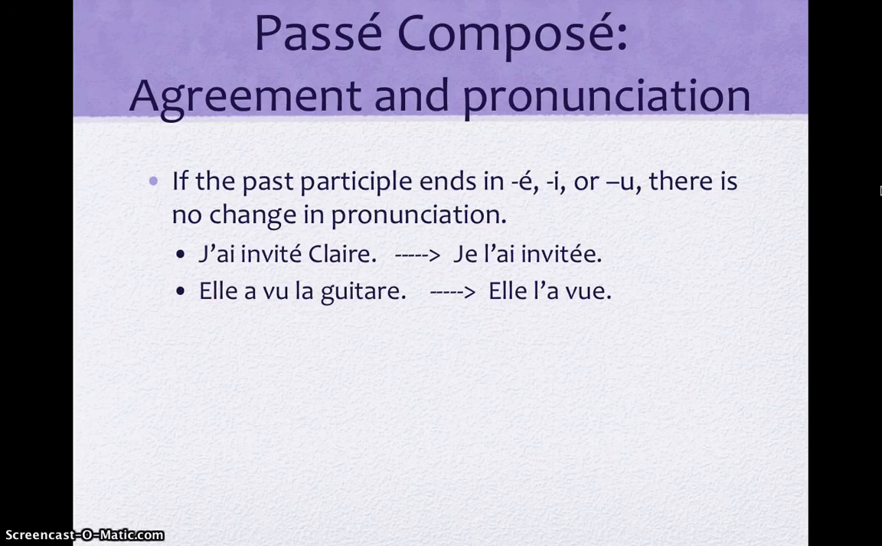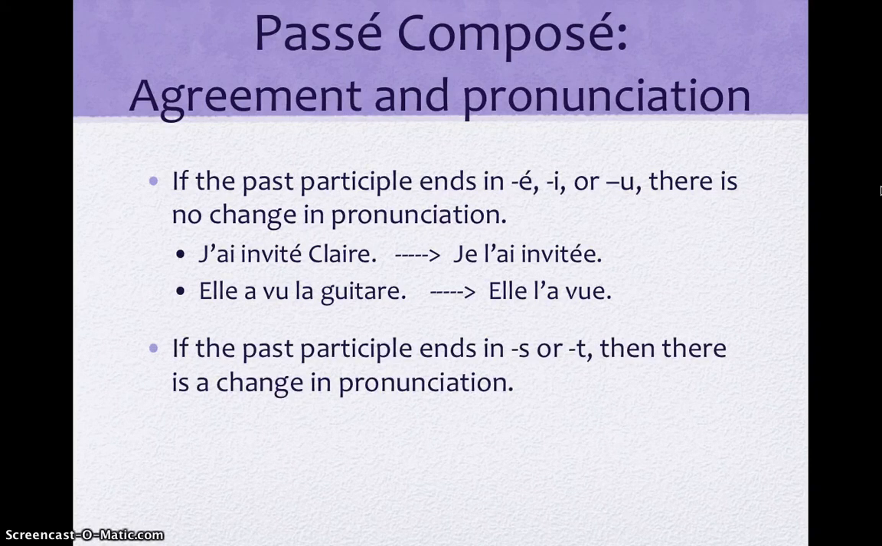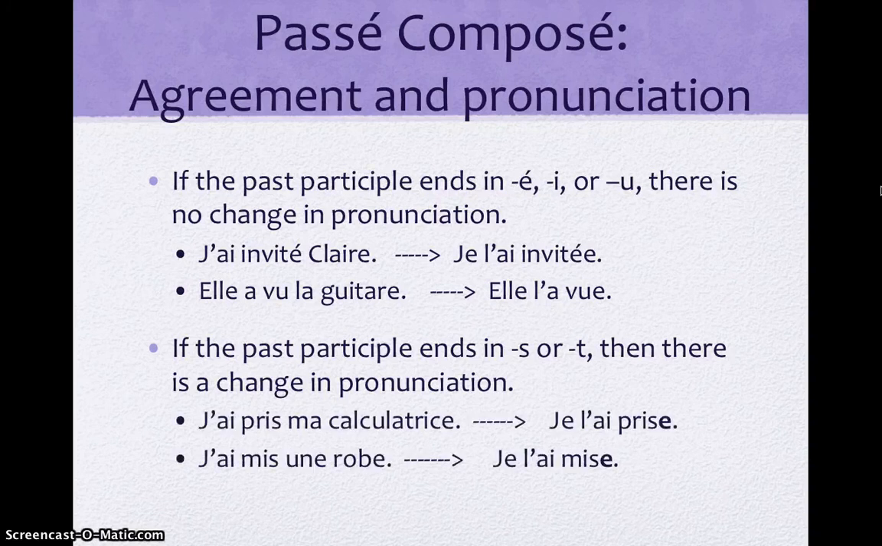The change in pronunciation comes if the past participle ends in S or T, then there is this change. So, j'ai pris ma calculatrice becomes je l'ai prise. J'ai mis une robe becomes je l'ai mise. So we pronounce that S at the end now.